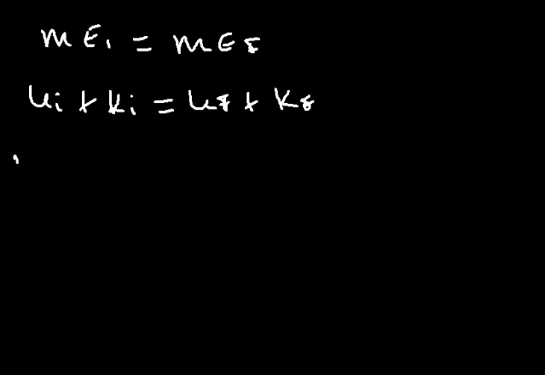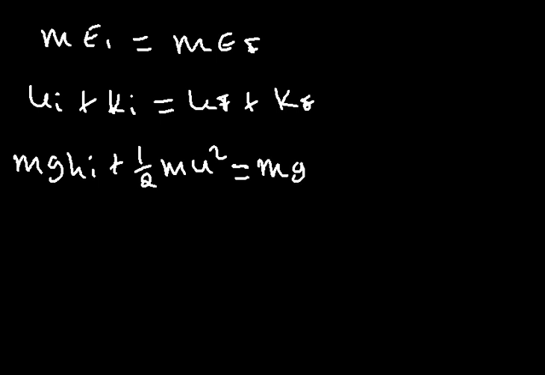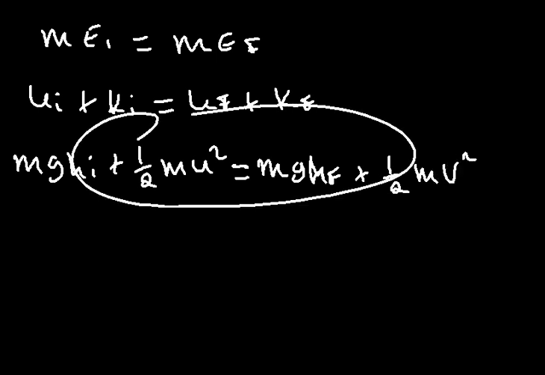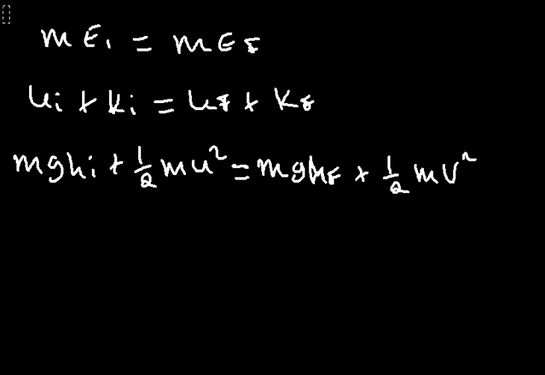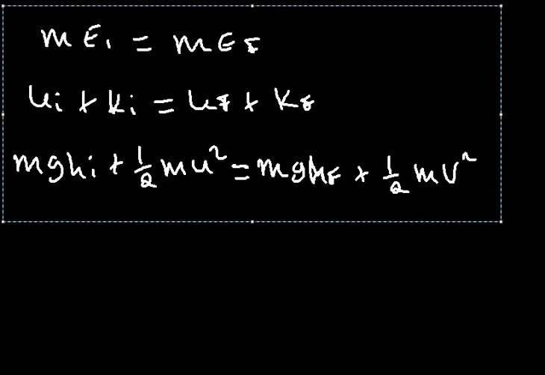We have that, which corresponds to mgh_i, that is the initial position, plus half m v_i squared, that is the initial velocity of the object, which is equal to mgh_f, that is the final position, plus half m v_f squared, that is the final velocity of the object. So this is what we call the law of conservation of mechanical energy, and basically it is only for the conservative forces. So keep that in mind.